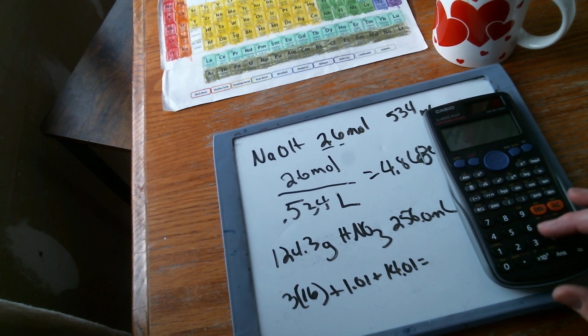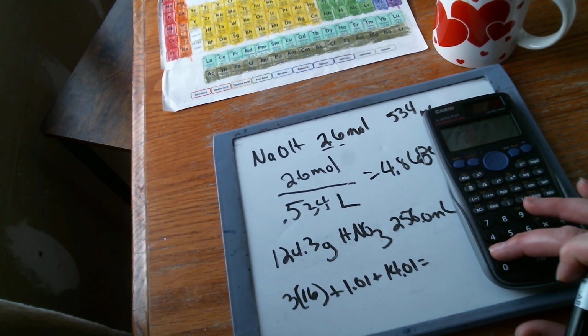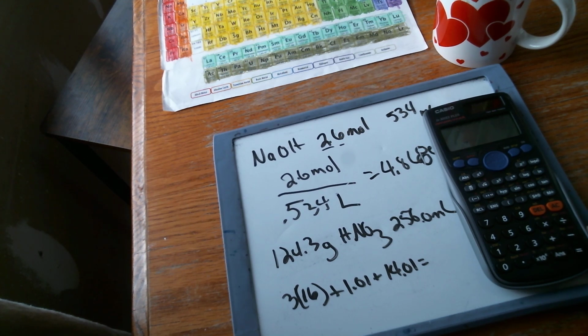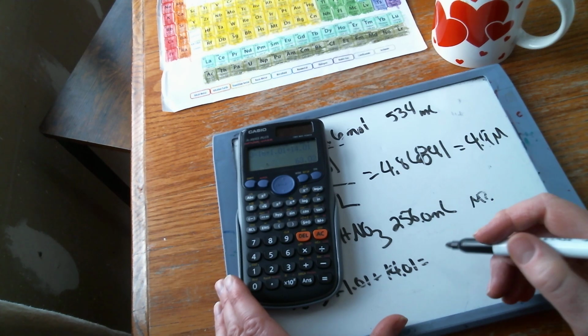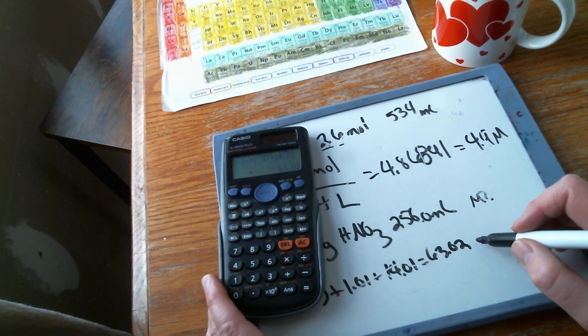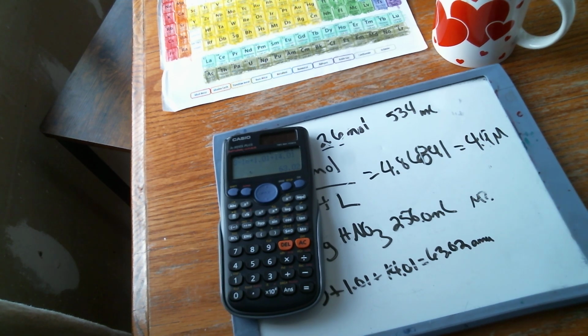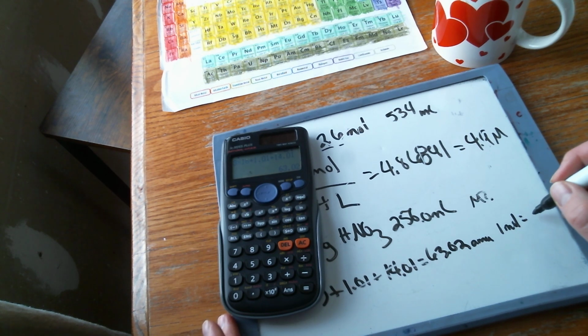So 3 times 16 plus 1.01, oops, not times, plus 14.01 equals 63.02 AMUs, and 1 mole, if you remember right, 1 mole equals that many grams.